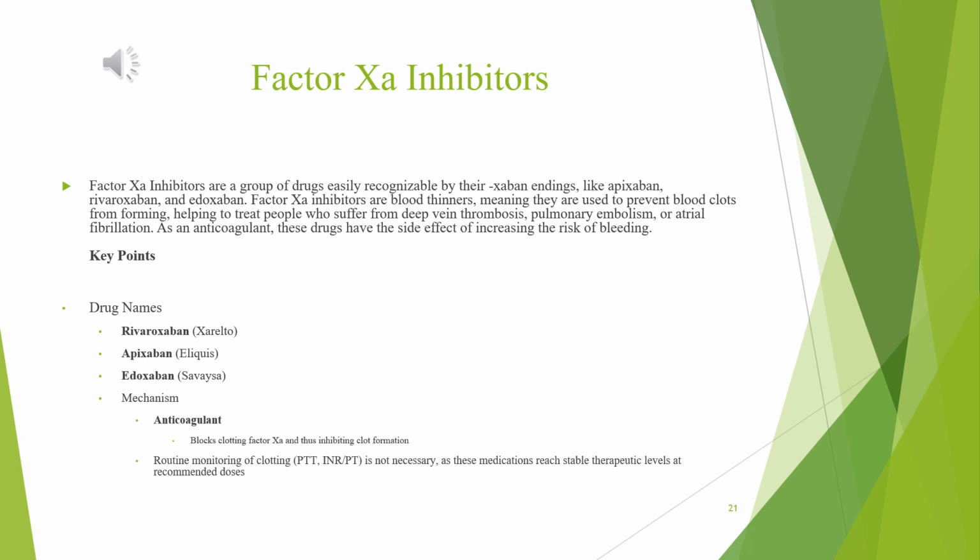So just to review, we talked about the factor 10A inhibitors. They're a group of drugs known by their endings, the XABAN endings, and they're blood thinners. And so, of course, we're going to use them for preventing clots, again for DVTs, PE, or AFib. They do have the increased side effect risk of bleeding. And we don't really need to monitor the PT, PTT, and INR that closely because they reach therapeutic levels at recommended doses.